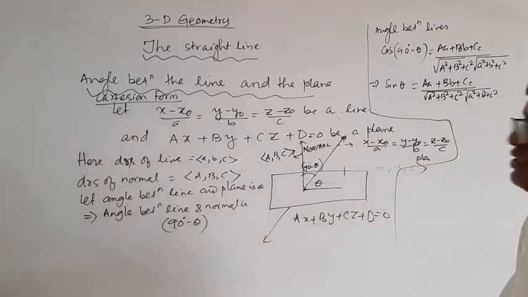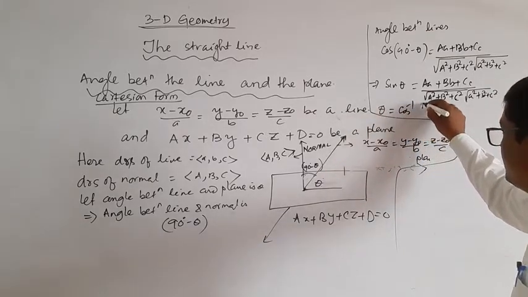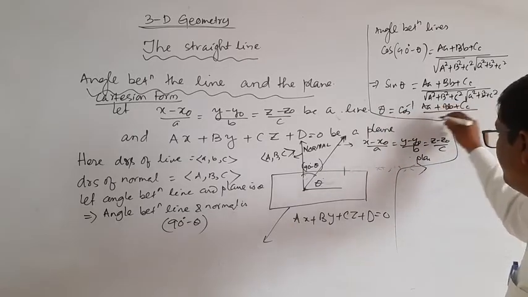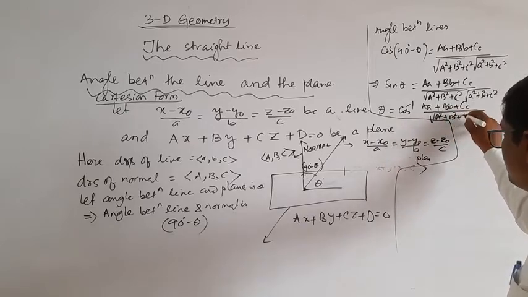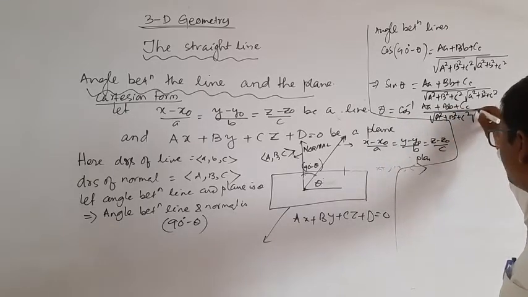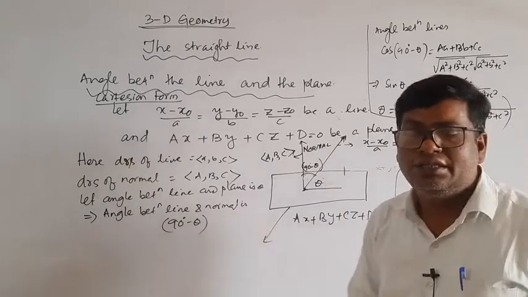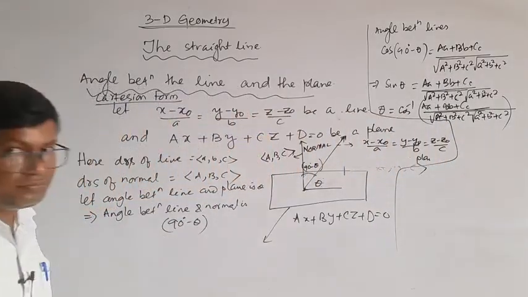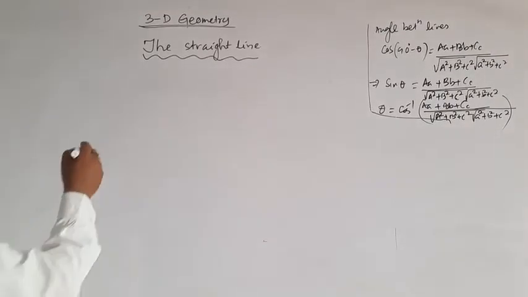Now theta is equal to sine inverse of (aA plus bB plus cC) divided by square root of a square plus b square plus c square and square root of A square plus B square plus C square. This is the angle between the line and plane. That is the Cartesian formula.